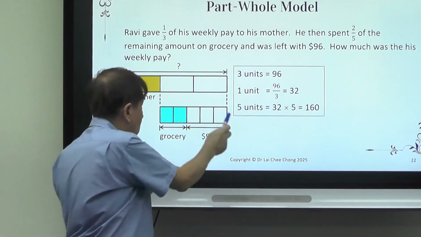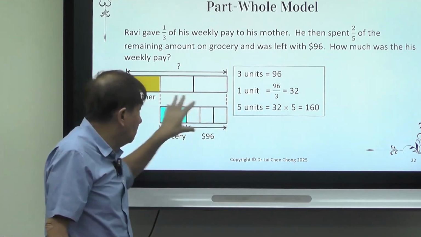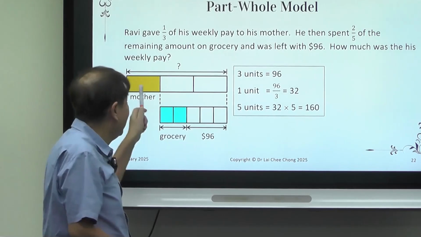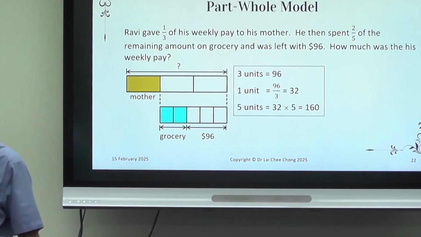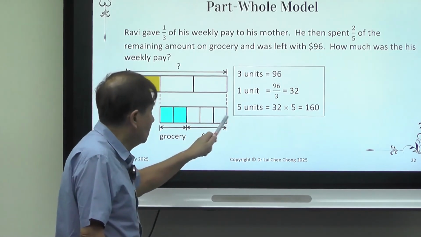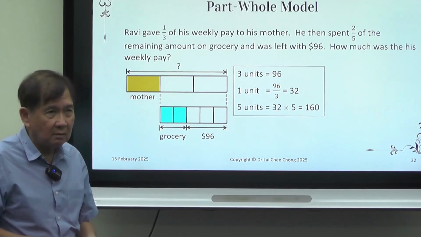This is my whole. This is my whole for this calculation. You follow me? This is my whole for this calculation. This 1 unit is not this 1 unit here. It's different, as I said, there are 2 different wholes. Am I right? So therefore, after I've done that, I found that 5 units, 160, yes. What does that mean?